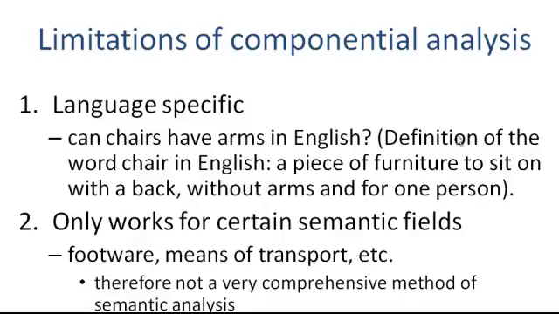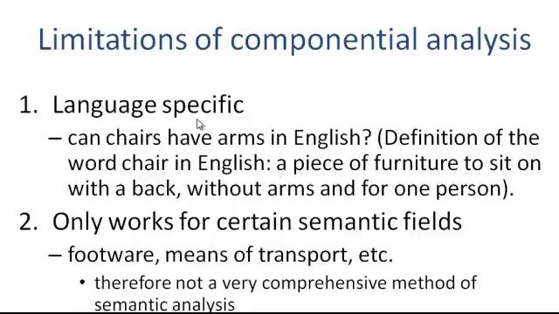The definition provided for the word chair in English is that it is a piece of furniture to sit on, with a back, without arms, and for one person. Think about our own local languages, for instance Chichewa. In our language, a chair may have arms. A dictionary definition for a chair in Chichewa may have arms. So when we consider a chair, we consider chairs that have arms. It also goes without arms in Chichewa.